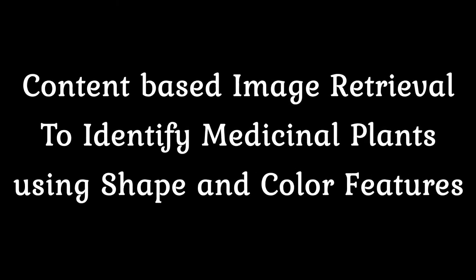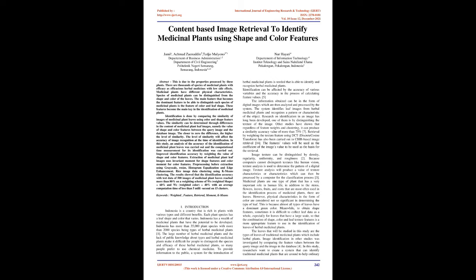Content-based image retrieval to identify medicinal plants using shape and color features. Abstract: this is due to the properties possessed by these plants. There are thousands of species of medicinal plants with efficacy as efficacious herbal medicines with low side effects. Medicinal plants have different physical characteristics. Species of medicinal plants can be distinguished from the shape and color of the leaves.